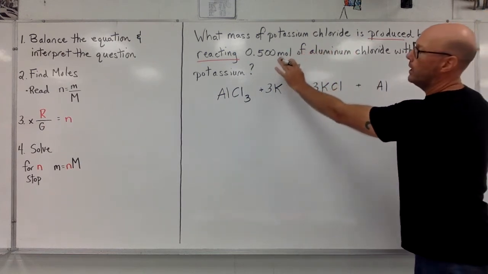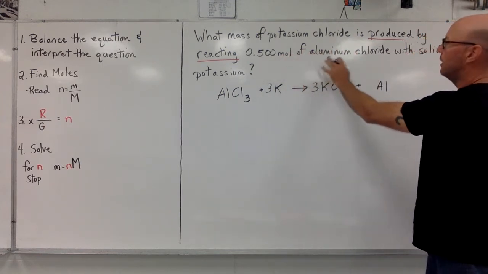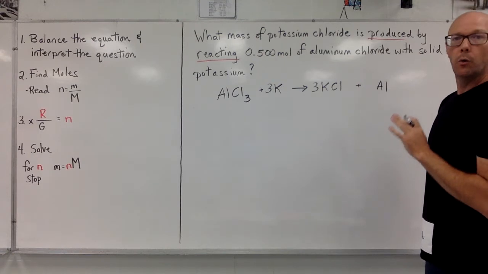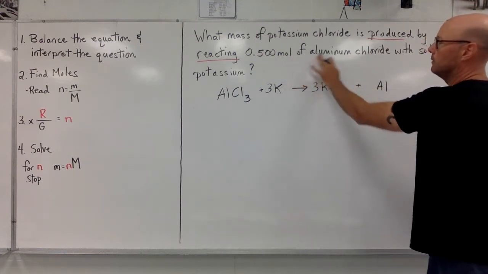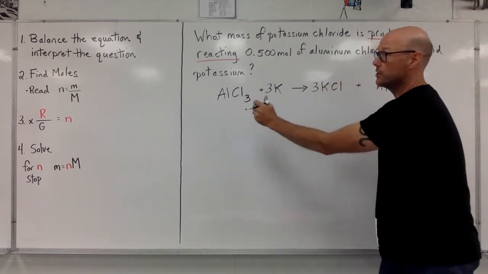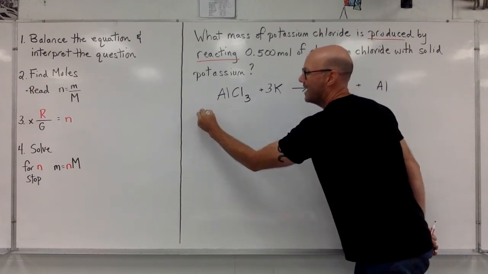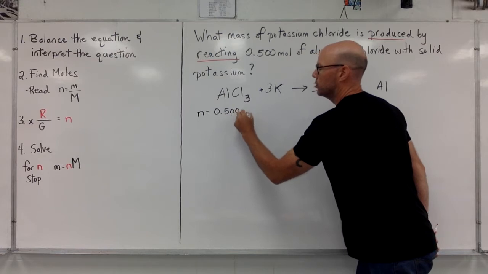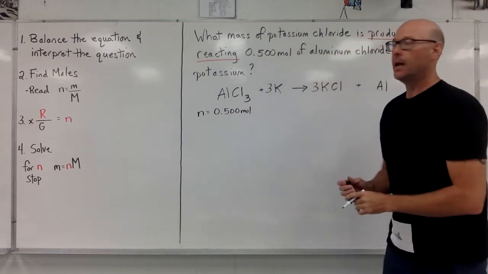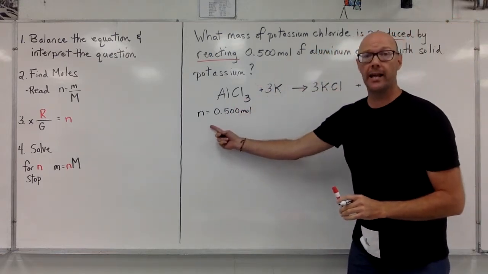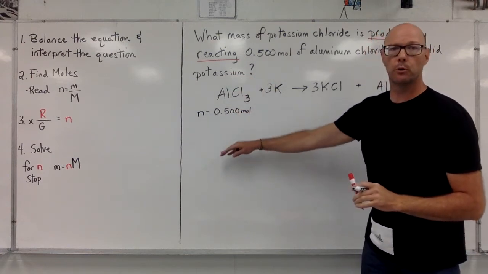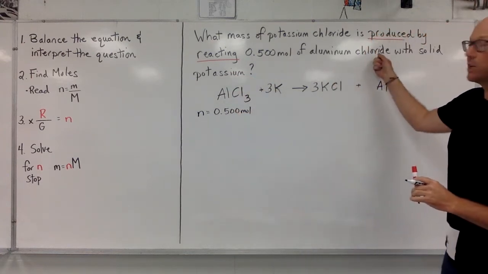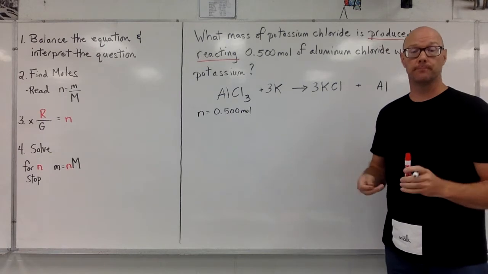We have 0.500 moles of aluminum chloride. We have the moles of aluminum chloride. I'm going to put right underneath the aluminum chloride N equals 0.500 moles. It's the moles, so I put in N. I put it underneath the aluminum chloride, AlCl3, because it goes with that chemical from the question.